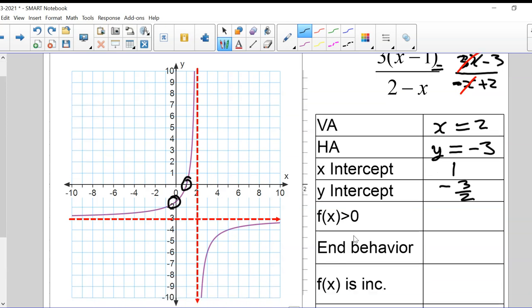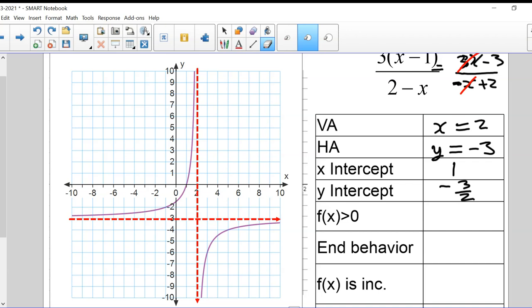Okay, now let's answer some more questions. Let me erase this, give you a little bit more space to look at what's going on. Where is this function greater than 0? Now remember, greater than 0 just simply means the following. Greater than 0 means just look at the graph and ask where is it above the x-axis. That's all it is.